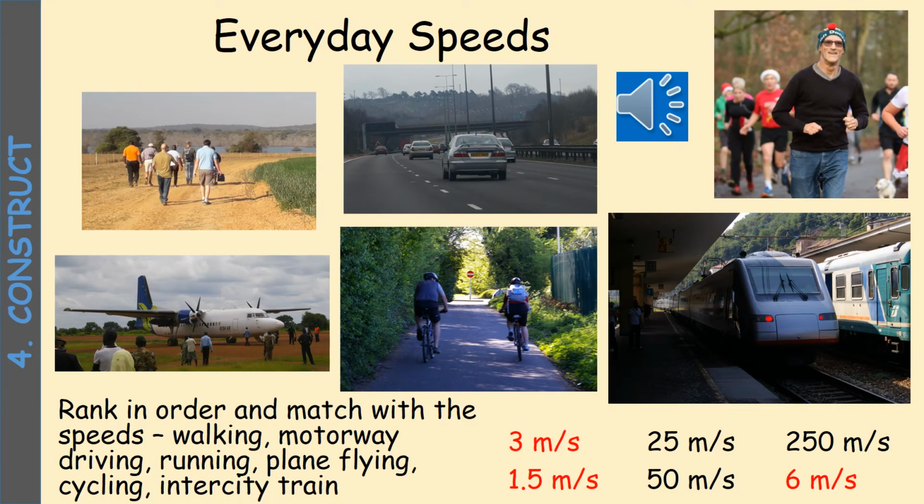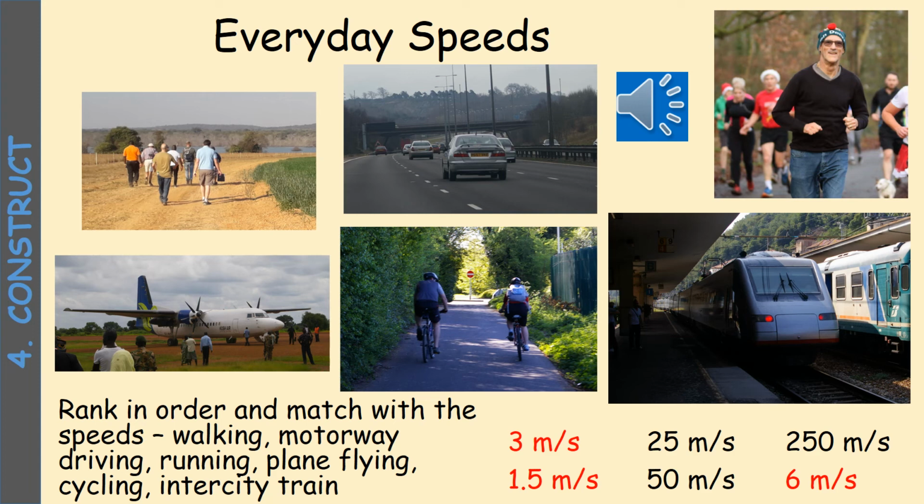To take your notes from this slide, you will need to construct a table with 7 rows and 2 columns. At the top of the left-hand column, you'll need to write the word activity. At the top of the right-hand column, you'll need to put speed. You've got 6 activities in the photographs there. You'll need to rank those in order of speed, starting with the slowest first.